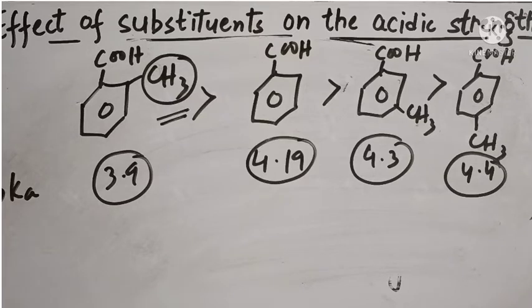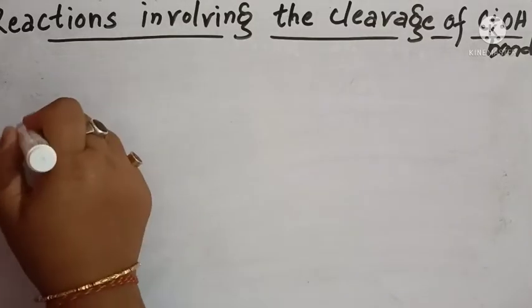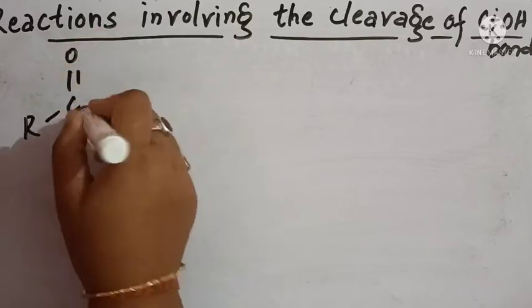Okay, so now let us discuss the acidic strength of the compounds, or the reactivity that involves the cleavage of the oxygen and hydrogen bond. In the reaction which involves the cleavage of the carbon and oxygen bond, when the carboxylic acid is treated with a mineral acid like H2SO4 or P2O5, it will give you the corresponding anhydride. So let me just write the general reaction.